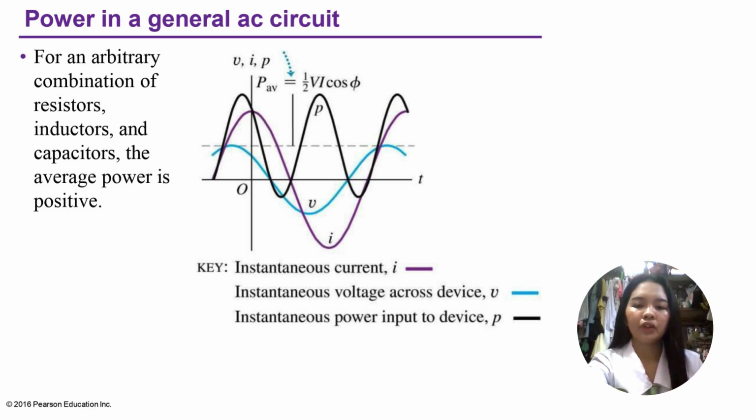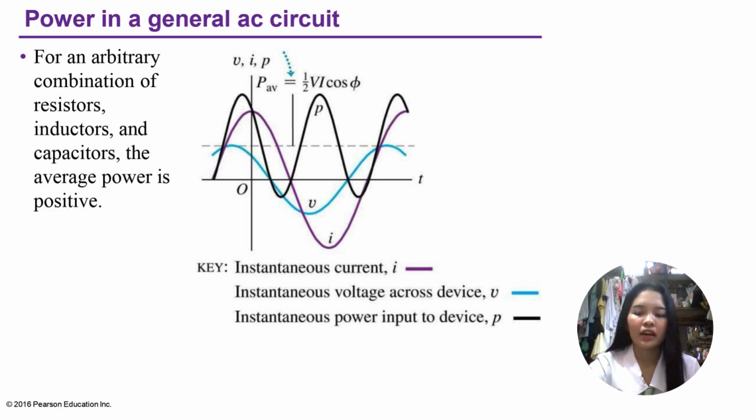For power in a general AC circuit, with an arbitrary combination of resistors, inductors, and capacitors, the average power is generally positive, meaning that there is net energy dissipation in the circuit. However, the power dissipation is not simply the product of the voltage and current amplitudes. Instead, it depends on the phase angle between the voltage and current.